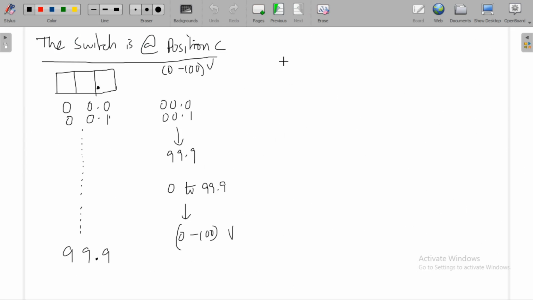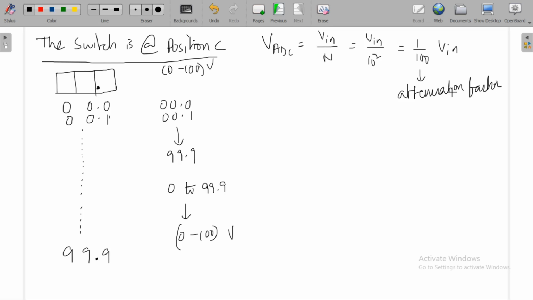Now what is the voltage given to the ADC? The voltage given to this ADC is V in by N. Here V in by 10 to the power of 2, 1 by 100 into V in, where this is the attenuation factor. This is nothing but V in into R3 by R1 plus R2 plus R3, where R3 by R1 plus R2 plus R3 is 1 by 100.